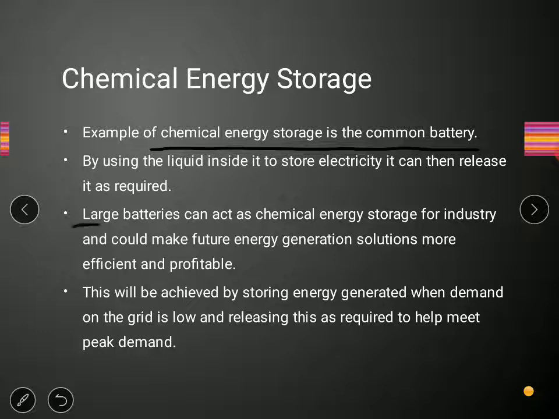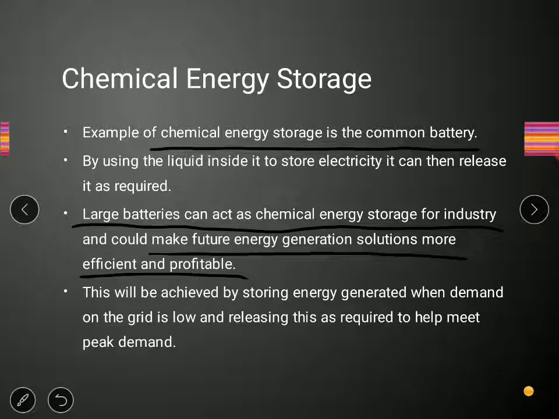If you consider a very large battery, that can actually act as a chemical energy storage for industry. If we have something on a larger scale, for example, let's say a power plant, and you want to store a large amount of energy, you need an enormous system of batteries. Now that becomes kind of difficult, and as we proceed, we'll tell you that there are some drawbacks related to these things. But if that can be achieved, we have a large battery storage for chemical energy that can make future energy generation solutions more efficient and profitable. So we can have a backup system and so on.